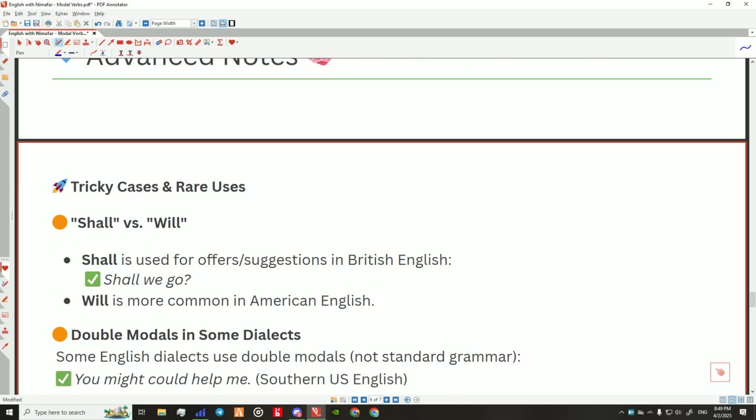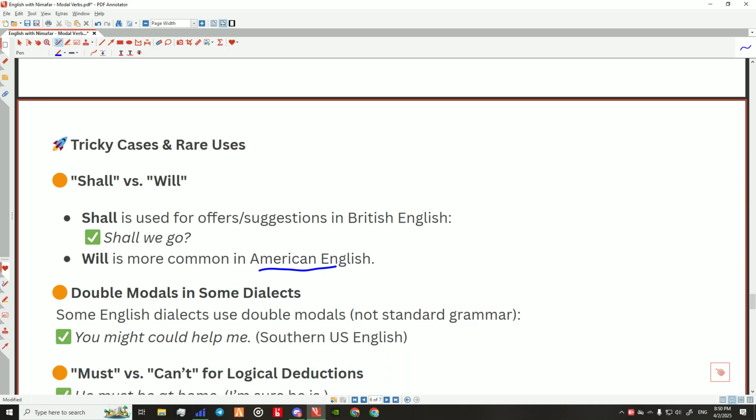So here I think we said shall and will. Will is used for offer, suggestion in British English, like "Shall we go?" We can say that. And if we have I and we, it's like will. We can say that. But will is more common in American English because shall is something British. Maybe you can say that in Shakespeare's or, what was the detective's name? Sherlock Holmes, for example. You can see something like this.